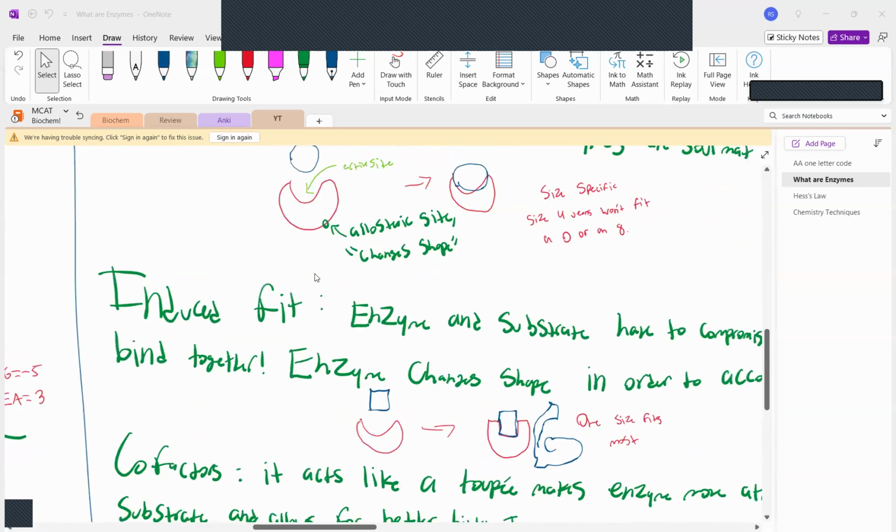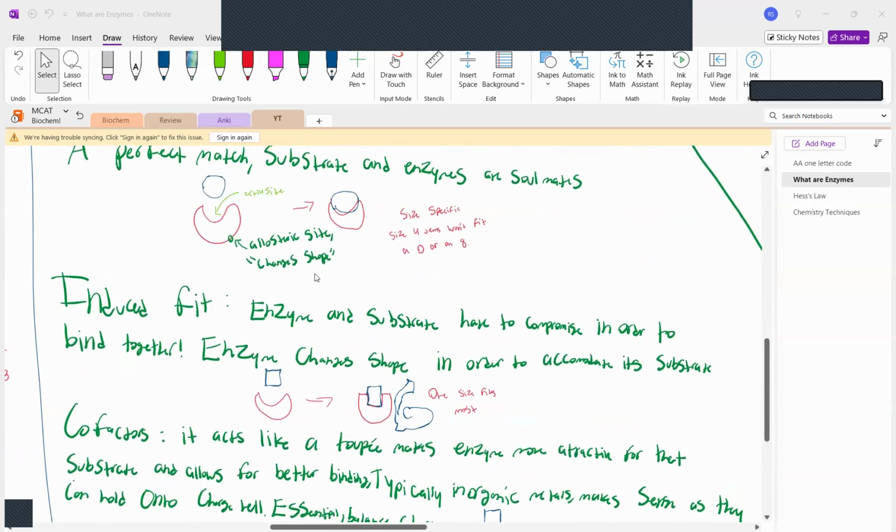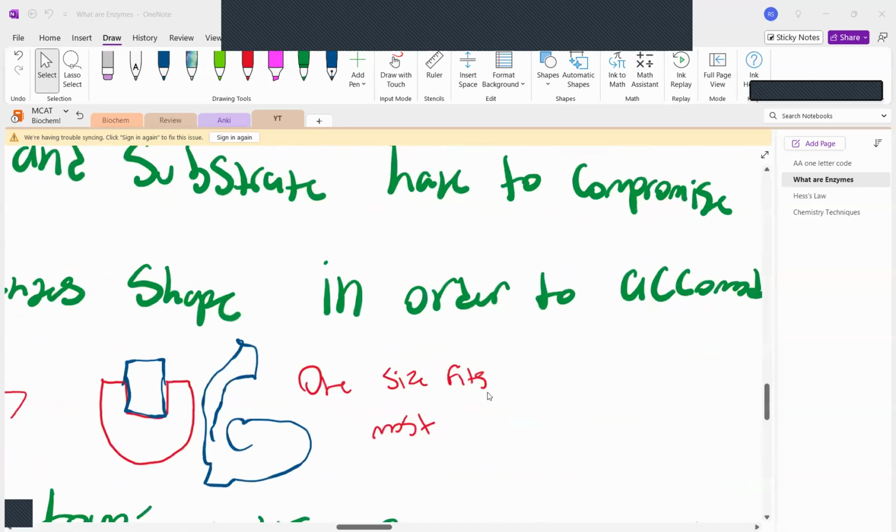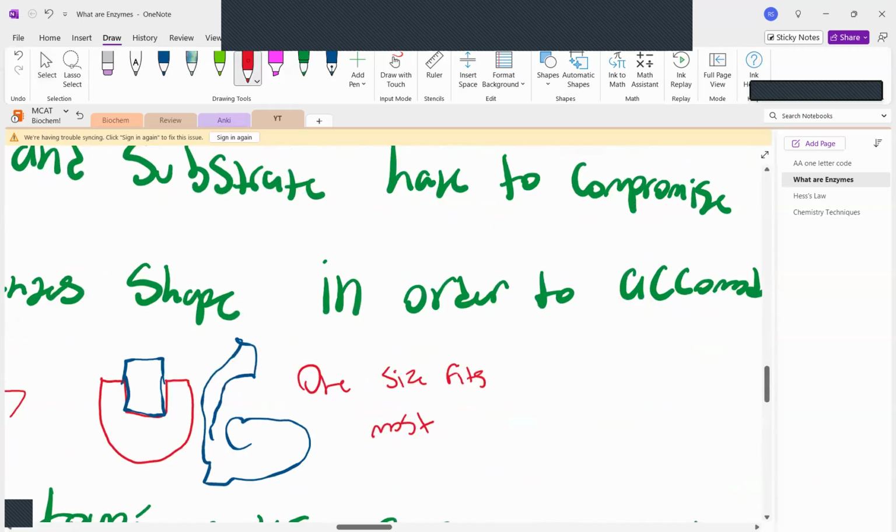Then you have the induced fit model. Usually it's the enzyme, more so than the substrate, that has to compromise in order for them to bind together. So this is kind of like one size fits most. It's what I like to think about. Back to the pant sizes analogy, you have small, medium, and large. If you have a small pant, then maybe size 0 to size 2 or 4 can fit into small, medium is like size 6 to 10, and large is like 10 plus. So it's sort of like that.